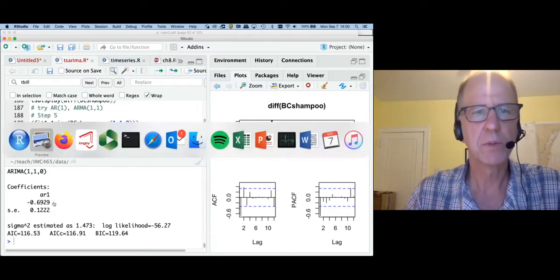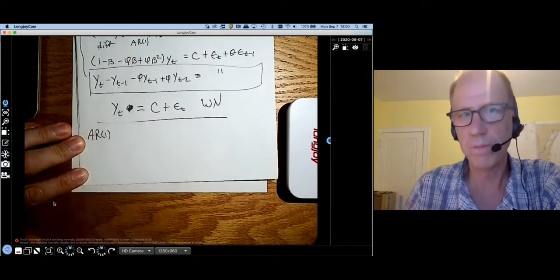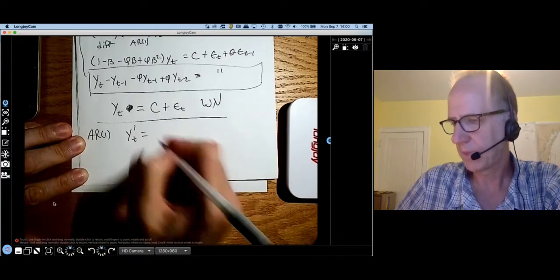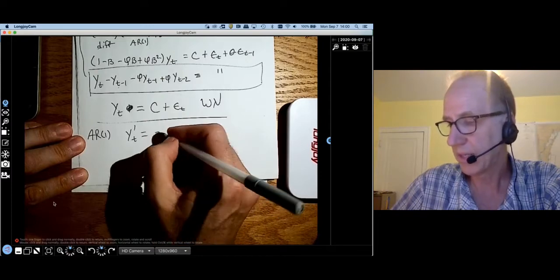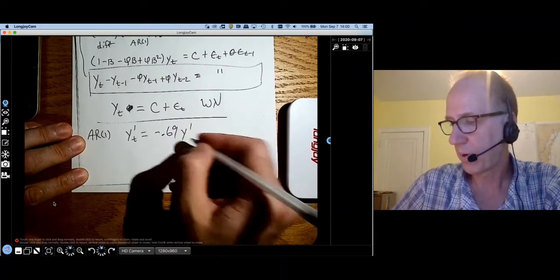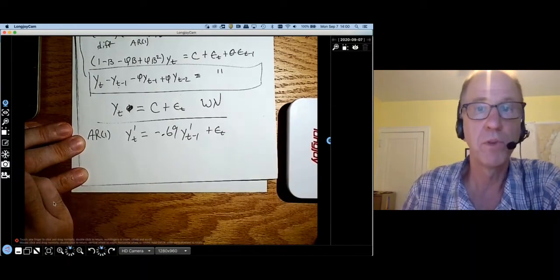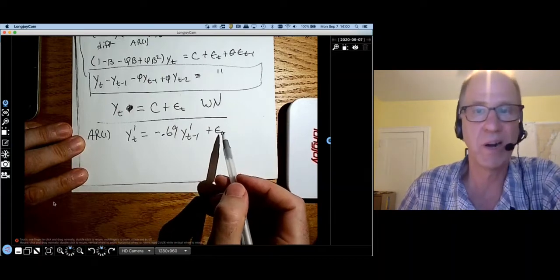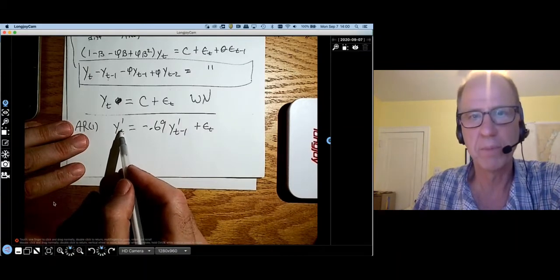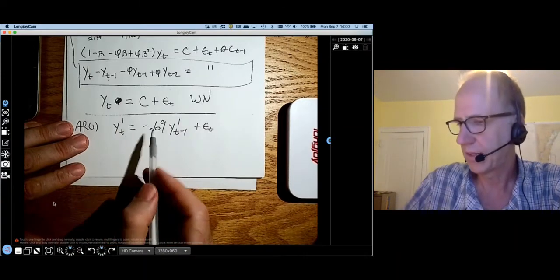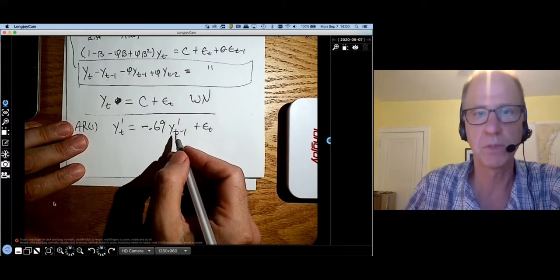So let's go write out what this model looks like. My model would be something like this. This is the AR1 model. Y prime t is equal to, notice there is no drift constant in this model, minus 0.69 times y prime t minus 1. And then, of course, there's going to be some errors, but no moving average term, so it's just white noise that we're adding. What we're saying is if our sales have gone up in period t, that is inversely related to the change in my sales in the previous period.